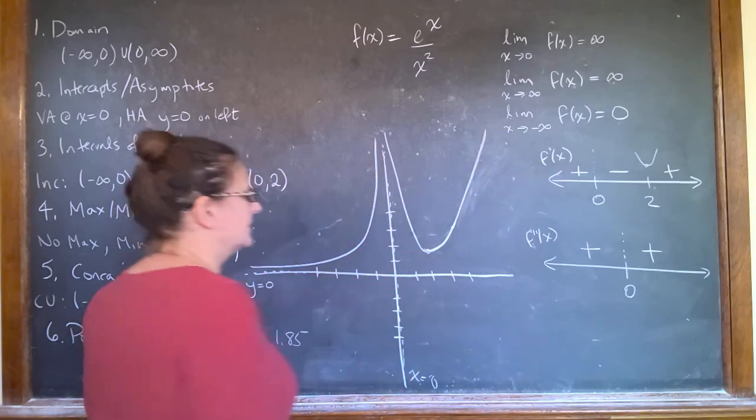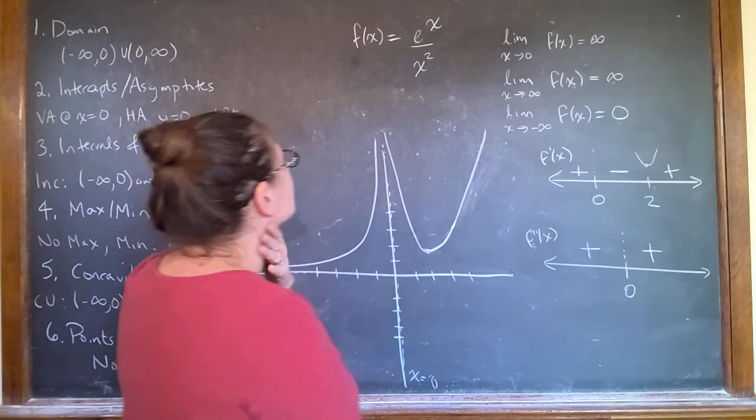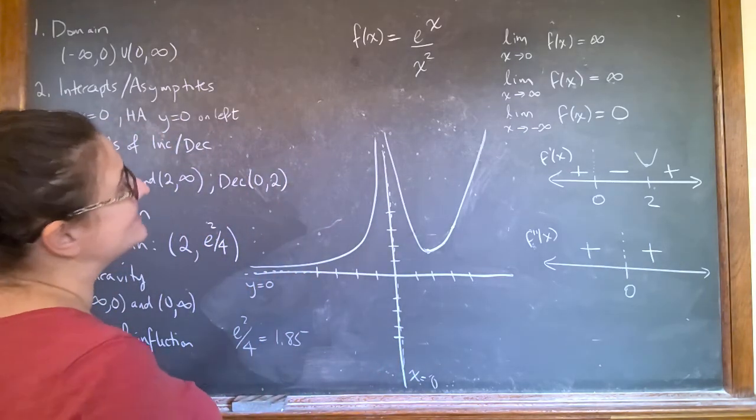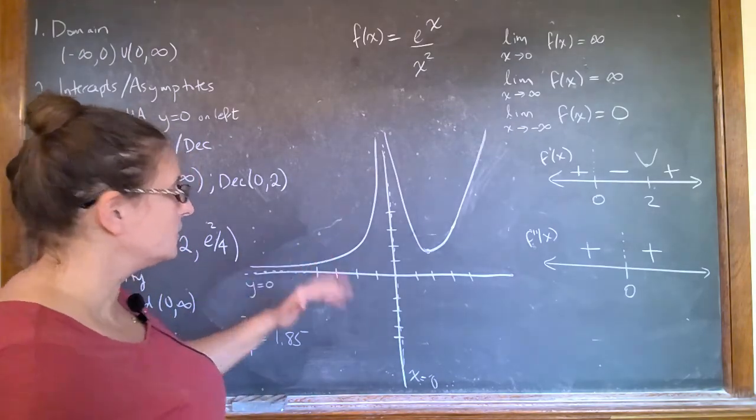A little bit rounder, it goes up fast, right? Because it's going to go up like e to the x, not quite as fast because you're dividing by x squared, but eventually it's still going to go off to infinity. So there's that.